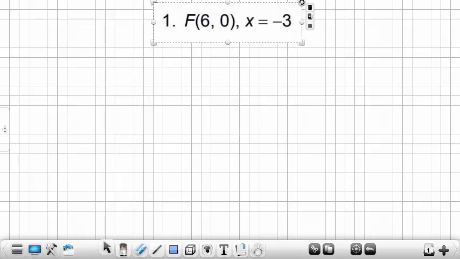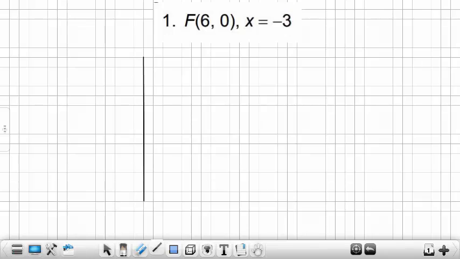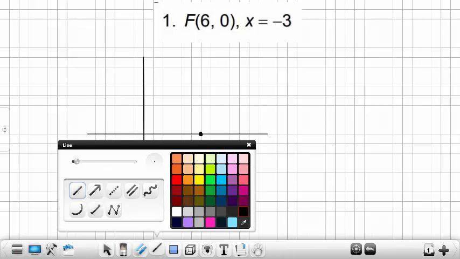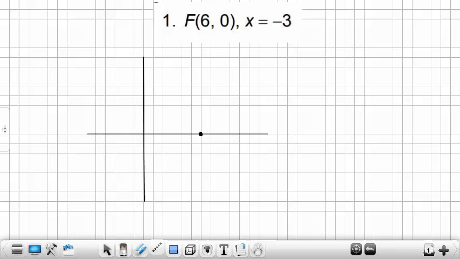This was: write the standard form of the parabola that has a focus at (6, 0) and an asymptote at, or sorry, not asymptote, a directrix. I know, I said we're going over it, just so we can get a reminder of what it was. So my focus was at (6, 0). My directrix was at x equals -3.